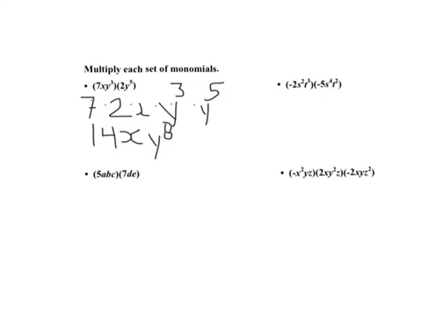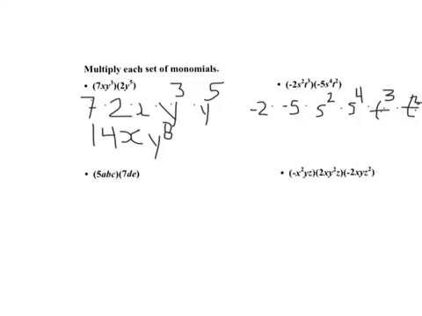So now what happens if we have negatives? We use our integer law. So I'm going to rewrite this as negative 2 times negative 5, collecting my coefficients. Then I'm going to multiply my s's, s squared times s to the 4th, and then I'm going to multiply my t's, t to the 3rd times t to the 2.